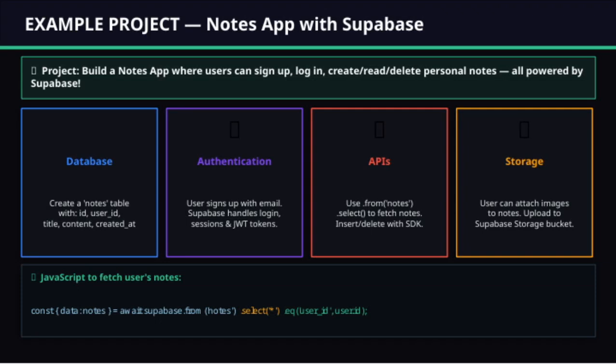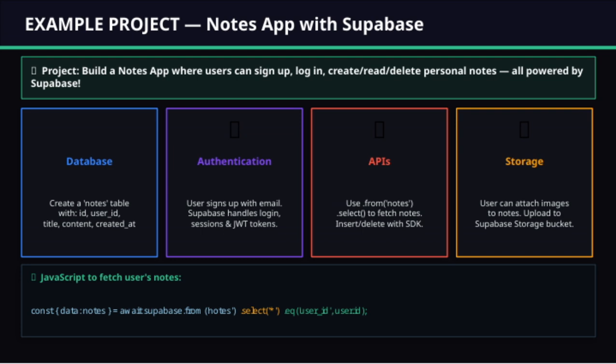Now let's look at the JavaScript code snippet here. It shows how we fetch a user's notes from the database. Specifically, we use the from method on our Supabase client to select all columns from the notes table where the userid matches the current user's ID. This way, each user only sees their own notes.